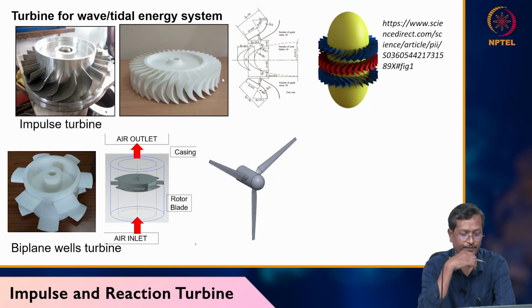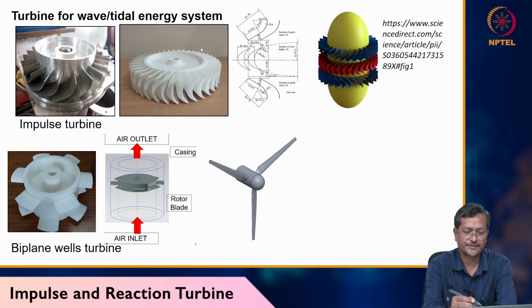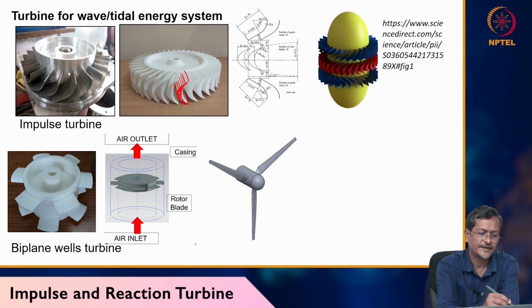Here are some pictures from a laboratory. We designed this 3D impulse turbine blade. This is an impulse turbine. You can see this impulse turbine blade is like this, crescent shaped. These are blades from my laboratory. We have around 36 blades, and this is a guide vane.